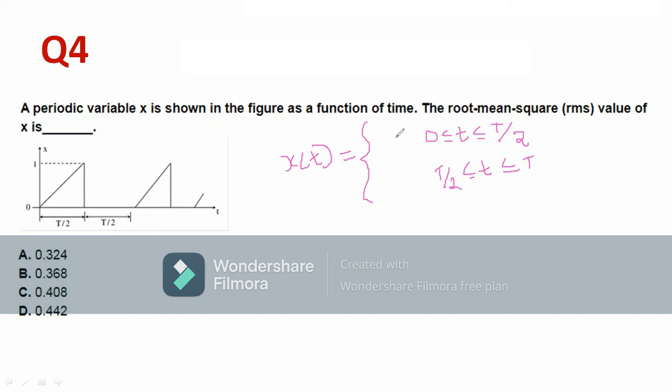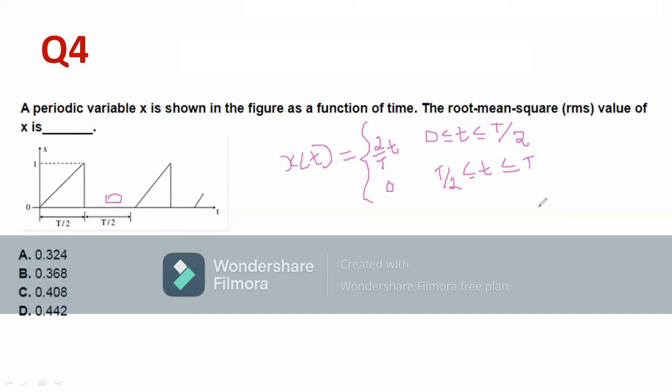Now, what is the value of this? You have to calculate the slope. What is the function? If you calculate, you will be getting 2 by T into t. That you will be getting. But the second half cycle output will be 0 only. So I need to compute only the first half cycle. Then the result will be complete.